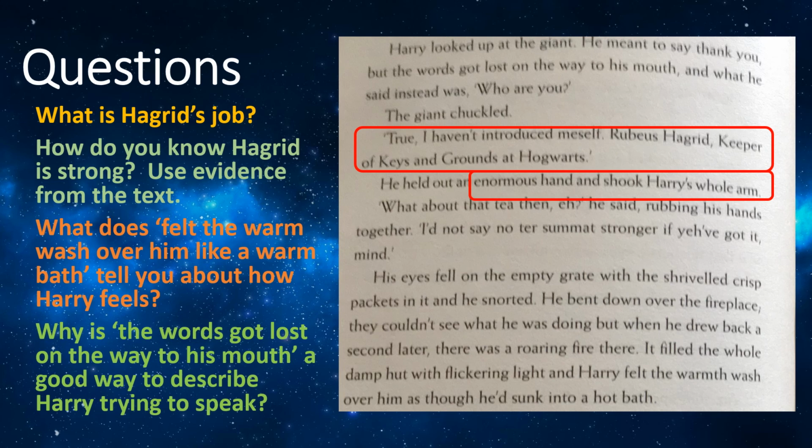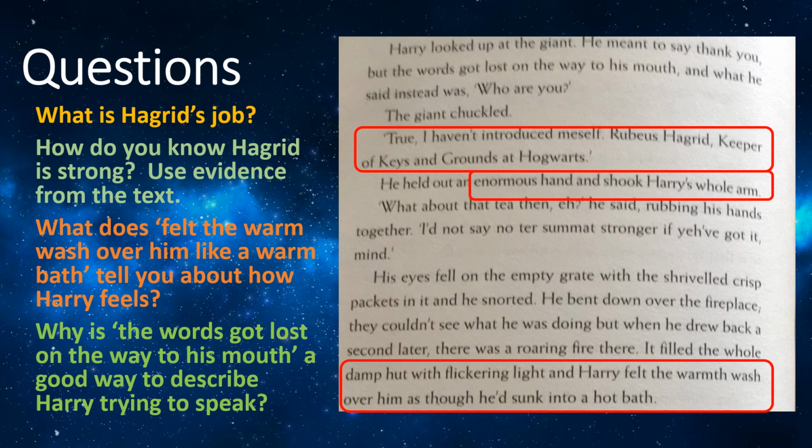At the beginning, it says the words got lost on the way to his mouth, which shows me that he couldn't quite get his words out. He didn't know what to say. Maybe he was a bit worried, a bit anxious, a bit nervous. But this part of the text, felt the warm wash over him as though he'd sunk into a hot bath, tells us he's feeling more relaxed.